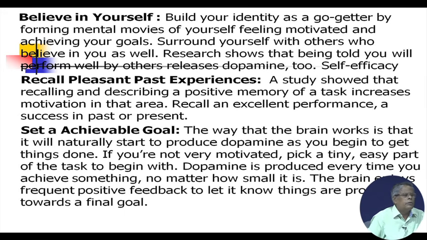And recall past memories. A study showed that recalling and describing a positive memory of a task increases motivation in that area. So, recall your excellent past performance, maybe your success in the past or in the recent present. Set an achievable goal, because as we mentioned earlier, in order to achieve a goal, you have to try with sub goals. And when you try with the sub goal, dopamine is produced every time you achieve something, no matter how small it is. The brain enjoys frequent feedback to let it know things are progressing towards a final goal.